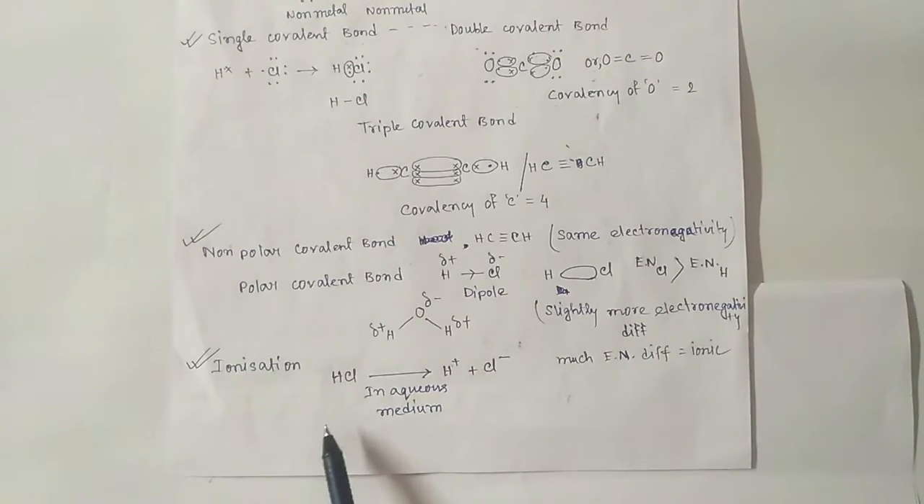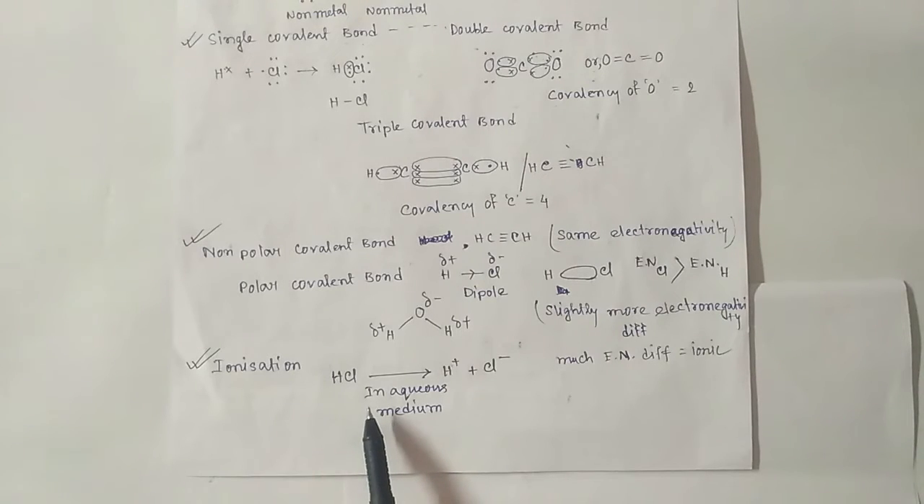Next, move on to ionization. So ionization is the process by which covalent compounds are converted into ions. So here you can see HCl in aqueous medium becomes H plus and Cl minus, because in aqueous medium, water being a polar solvent reduces the electrostatic force of attraction between the molecules. That is why in aqueous medium the attractive force between H and Cl in HCl gets reduced, and thus they ionize, and this process is called ionization.